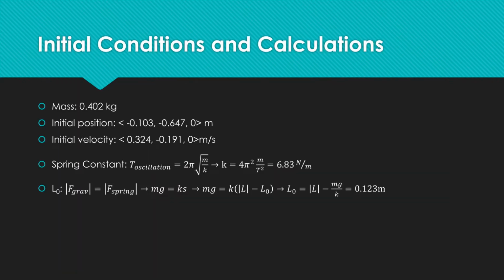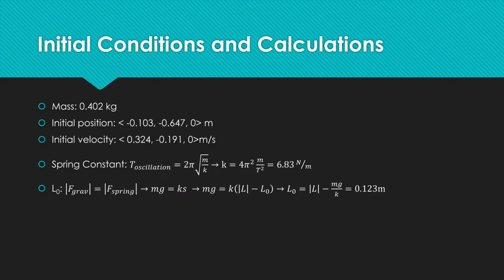So, our calculations and initial conditions. We were given a mass of 0.402. We found the initial position using Tracker. We were able to calculate the initial velocity. The initial velocity was the first moment after it was no longer in contact.